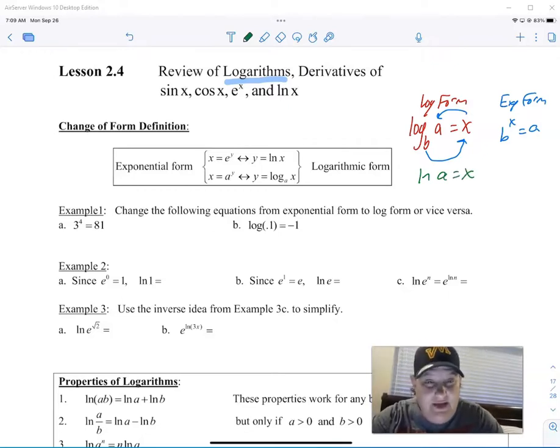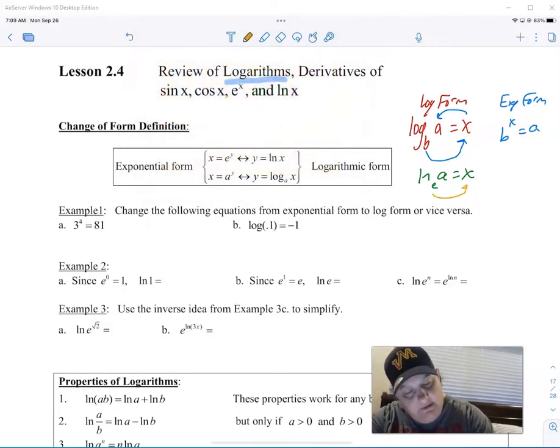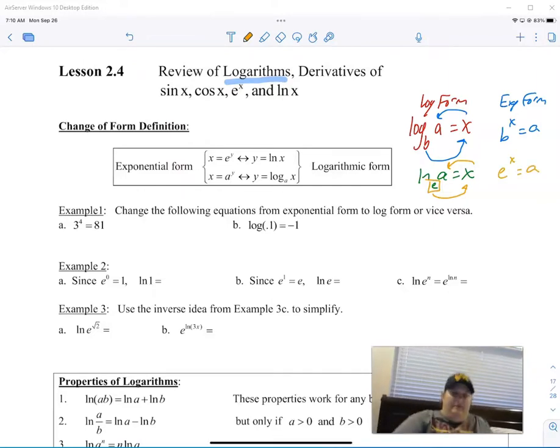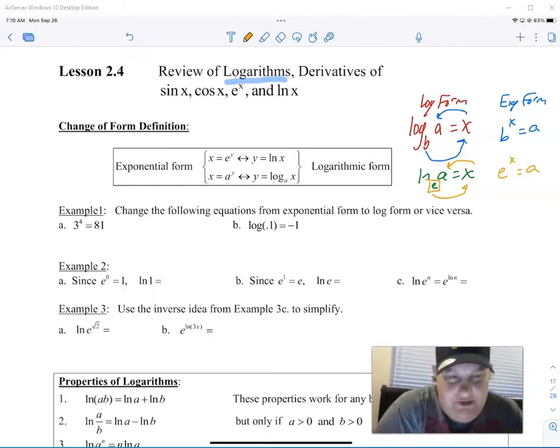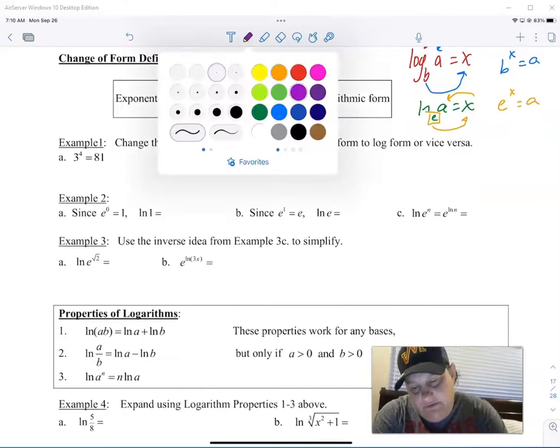Ln is base e, and so when I'm doing that, I go e to the x equals a. So I'm going to write that in if I don't see it. And that's the exponential form. We did quite a bit of this last year, so hopefully you guys will remember. Let's look at a couple of examples real quick.